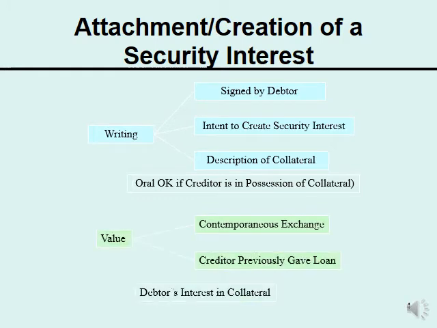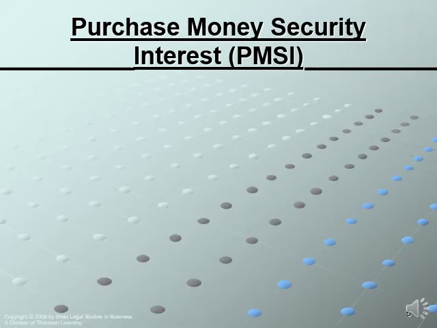And again, with value, it could be that the creditor previously gave a loan, or it could be a loan being given or something being sold on credit. And then the debtor has an interest in the collateral.